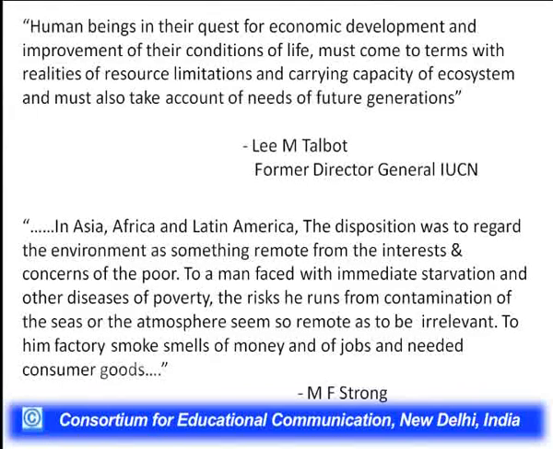So, the poor, in the interior tribal area, they are more close to the environment. So, the disposition was to regard the environment as something remote from the interests and concern of the poor.